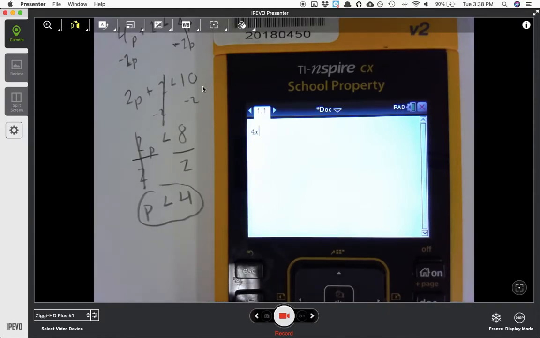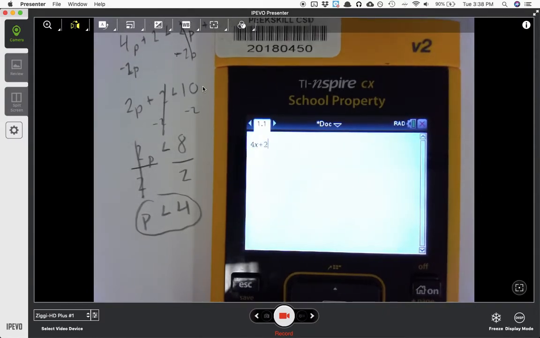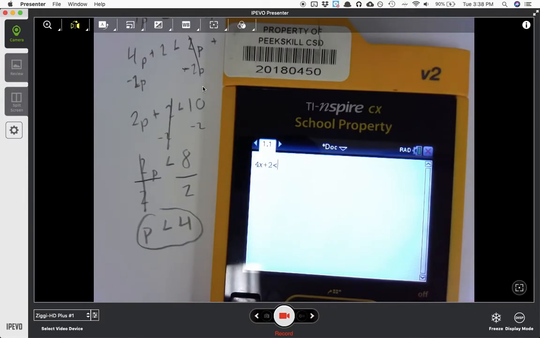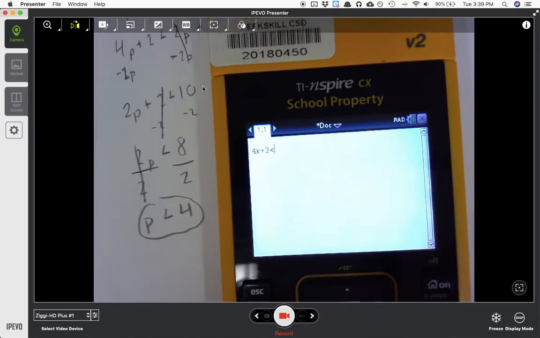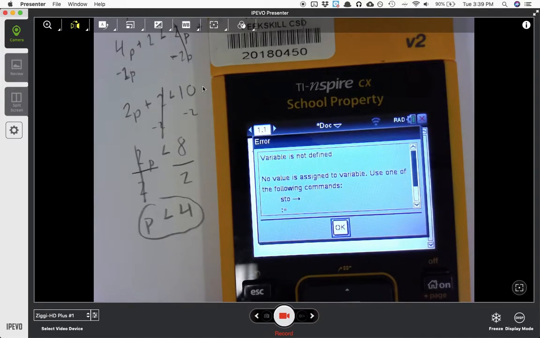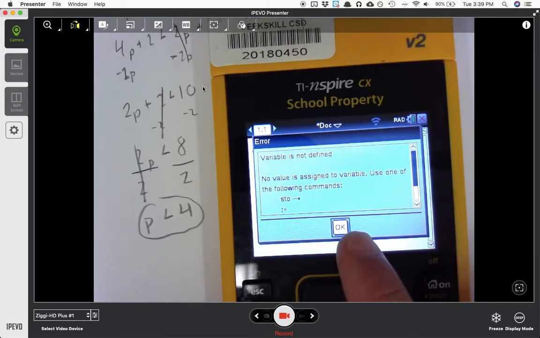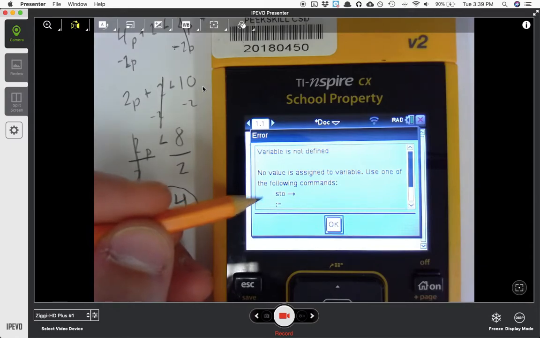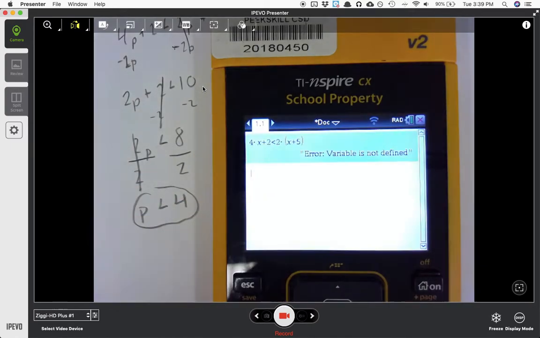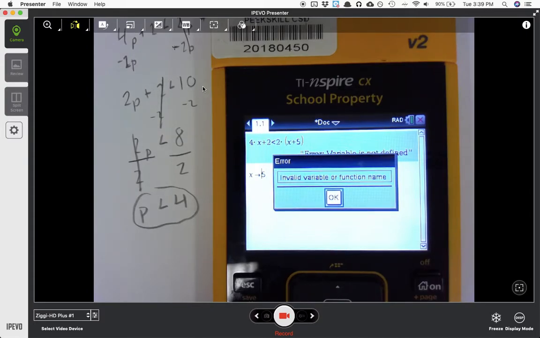4x plus 2, control, and then equal sign to get this thing, less than 2 parentheses x plus 5. And so it says, okay, variable's not defined, but you can use store to check and see if it works. So I can say, all right, how about if I take x and I'm going to store 5 in for x. What?